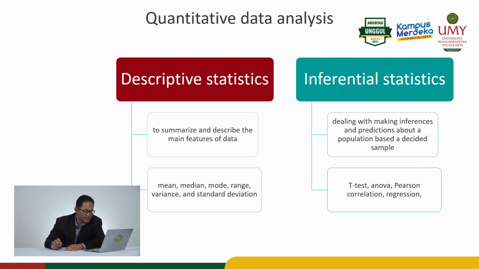It deals with making inference or prediction about the population based on a selected sample. And the inferential statistic can be in the form of t-test, ANOVA, Pearson correlation, or regression. This is the way how to analyze. The result will be for sure. If you use this kind of thing, it means that you use inferential statistic.